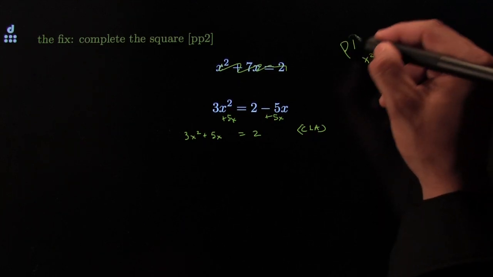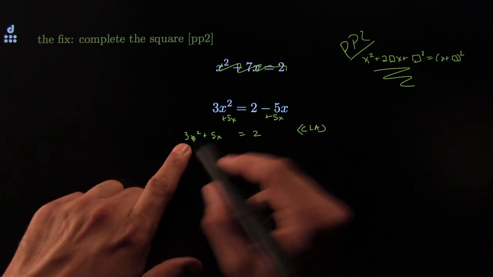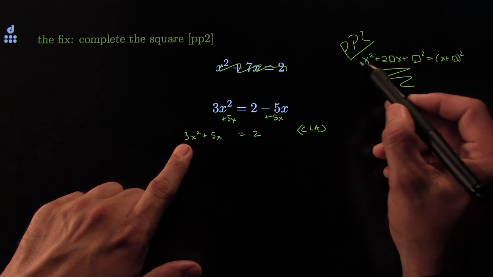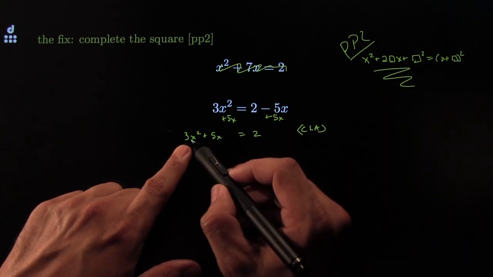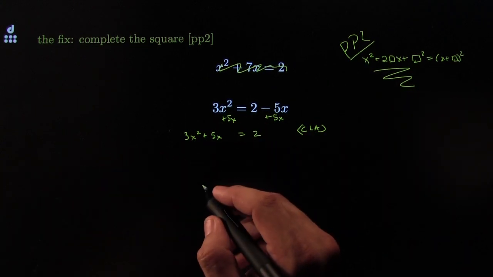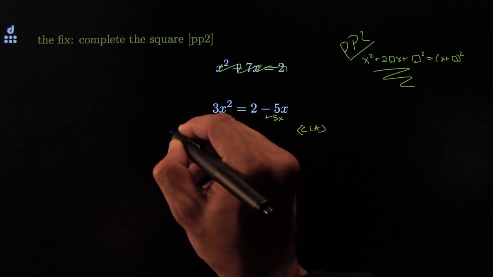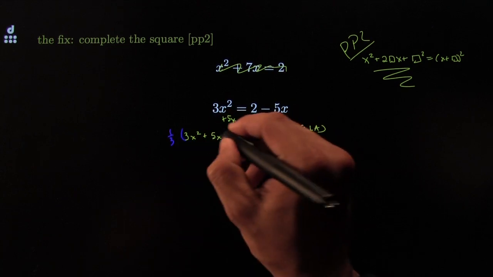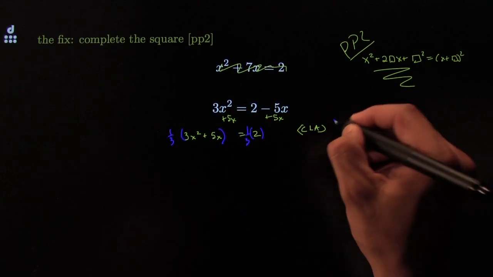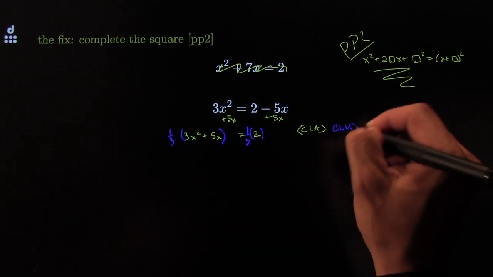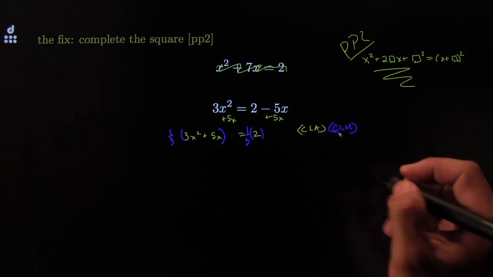That's the famous PP2. And here I've got a 3, so I don't want any 3's here. I want just x squared. How could we get rid of the 3? Well, there is something famous. It's called slapping a third on both sides. That's justified by the cancellation law of multiplication, which says I can multiply both sides by something.